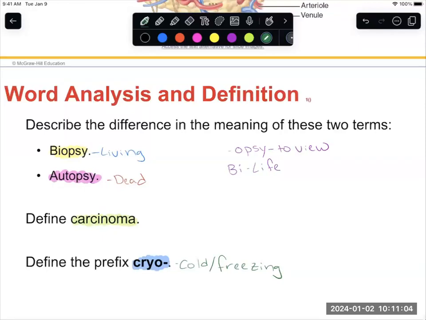Cryosurgery, another term, is using freezing devices for skin surgery. Maybe they're freezing off some moles, some possible cancerous tissue. That's where they would use this cryosurgery.